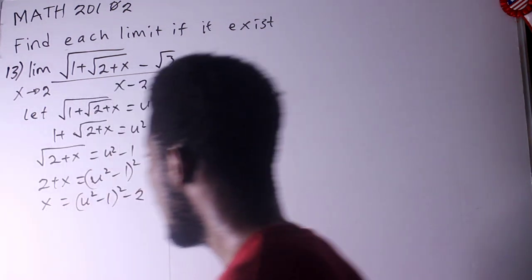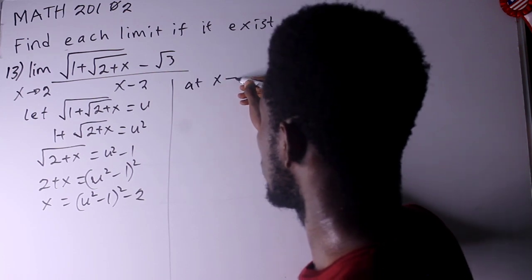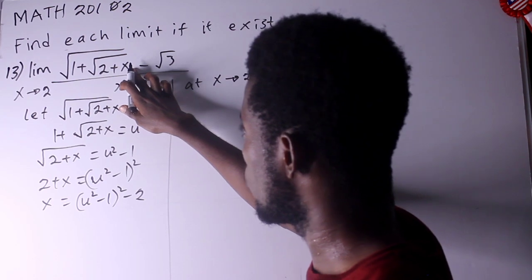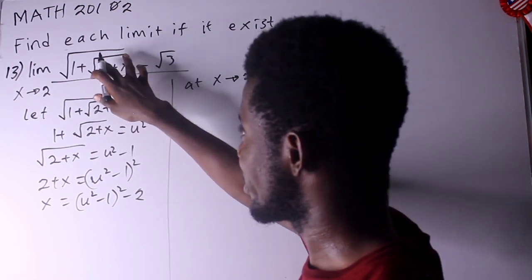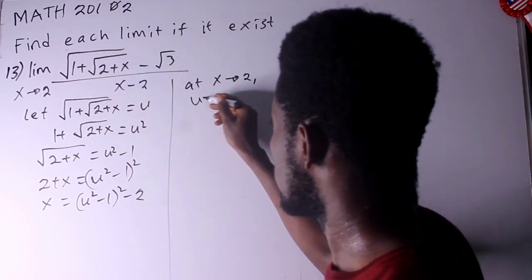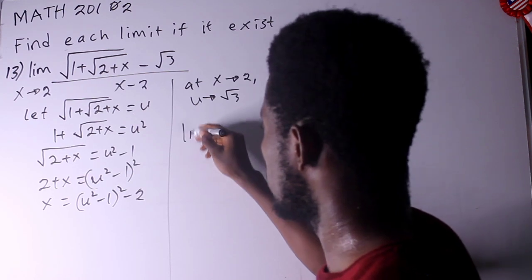But then, as x approaches 2, we substitute 2 here. 2 plus 2 is 4. The square root of 4 is 2. So 2 plus 1 is 3. So u will be approaching the square root of 3. Move on and write the limit.